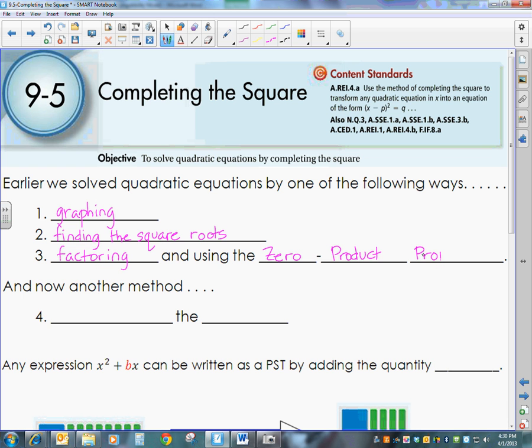So today we're going to talk about a new method, and that method is called completing the square. So before we actually solve equations, we need to talk about what it means to complete a square and what we're doing.